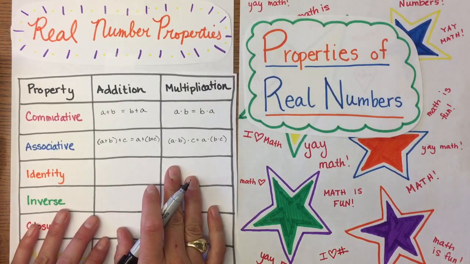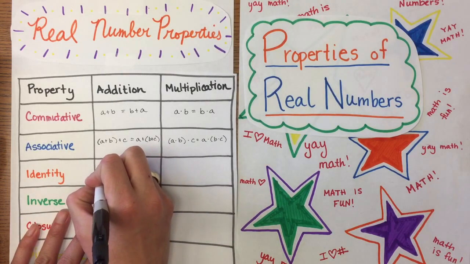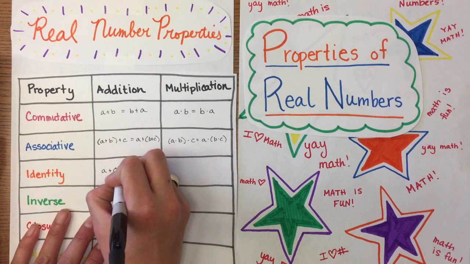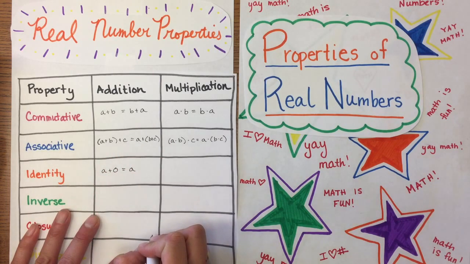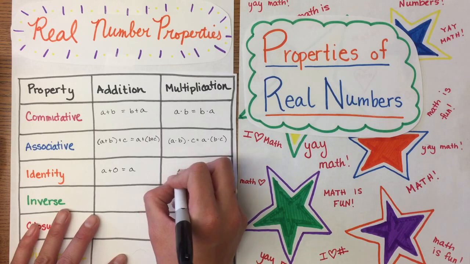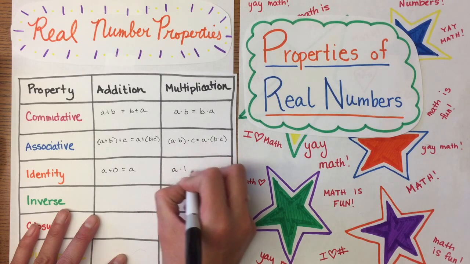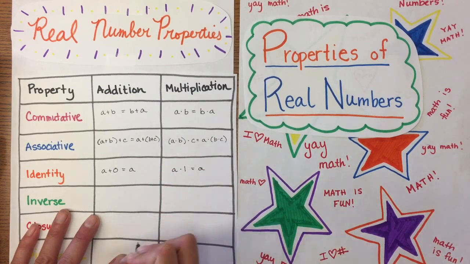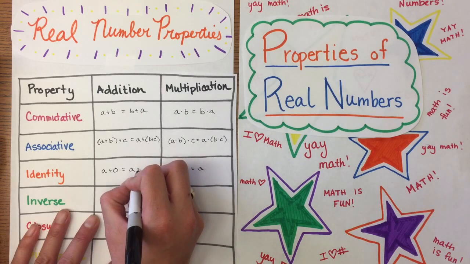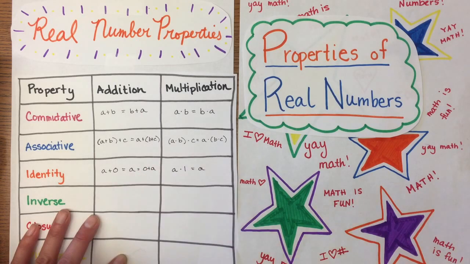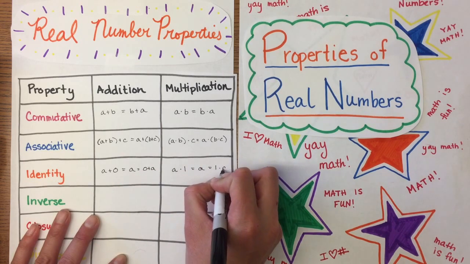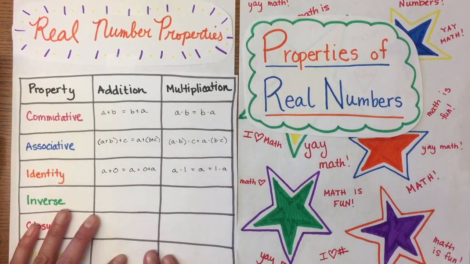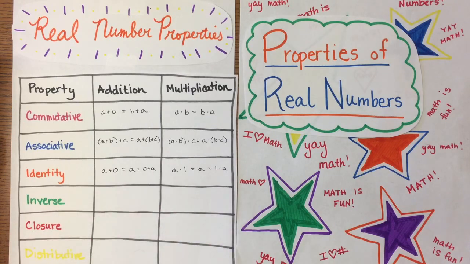The identity property of addition says that any number plus 0 is equal to itself, and the identity property of multiplication says any number multiplied by 1 is equal to itself. We can also write this as 0 plus the number or as 1 times the number. So the identity property is that any number is equal to itself times 1 or itself plus 0.